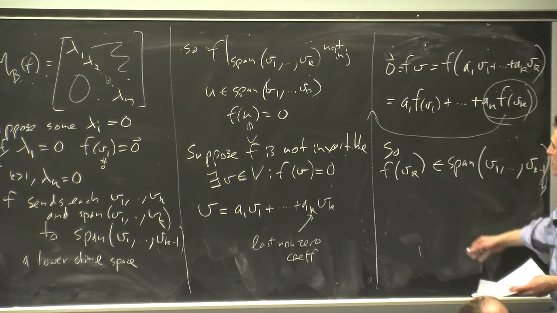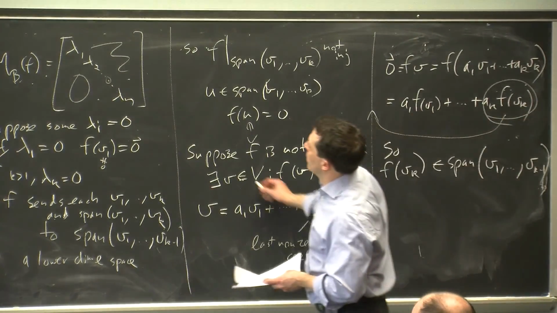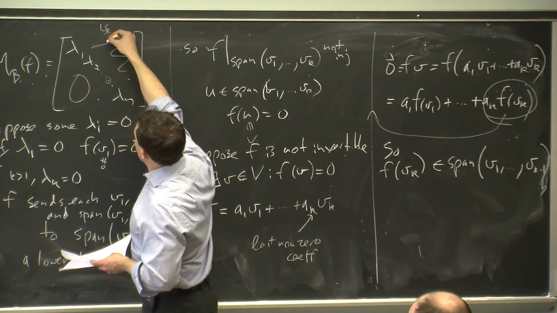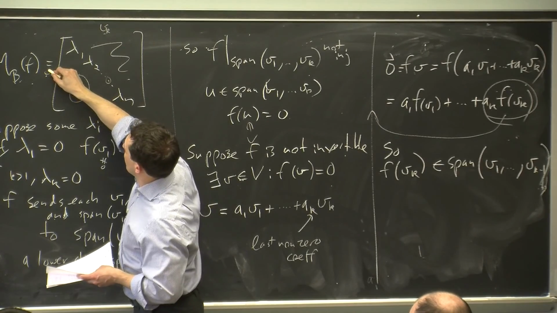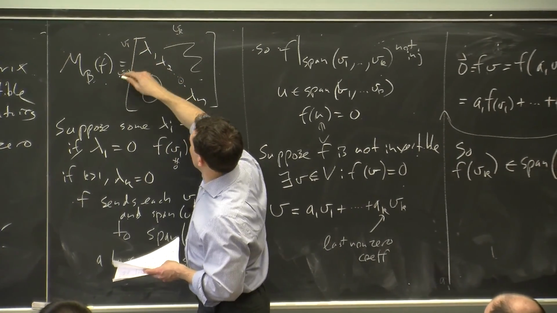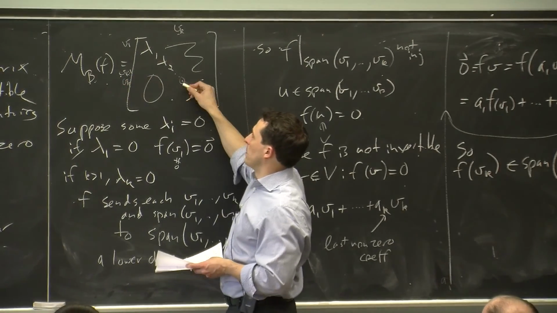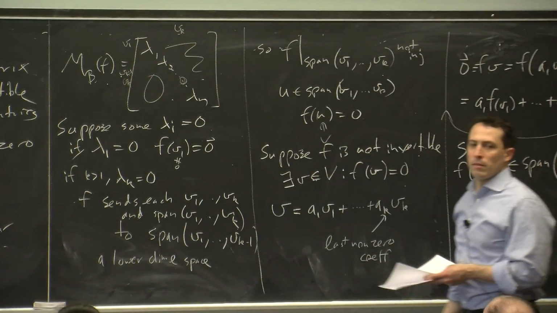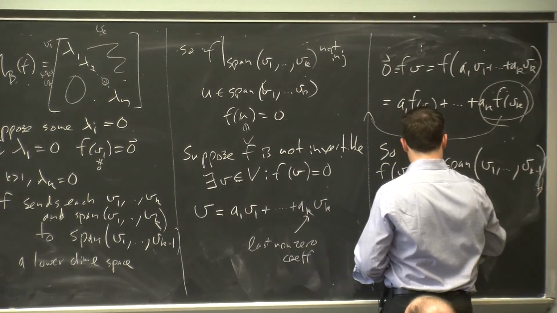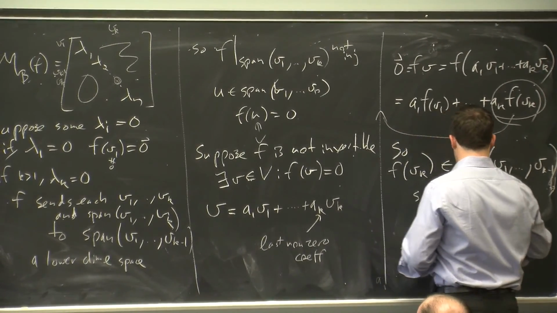And what does that mean in terms of the matrix? It means that f of vk is expressible in terms of coefficients for basis vectors v1 up to vk minus 1, and the vk vector I could take to be 0. So that means, therefore, this lambda k is equal to 0.